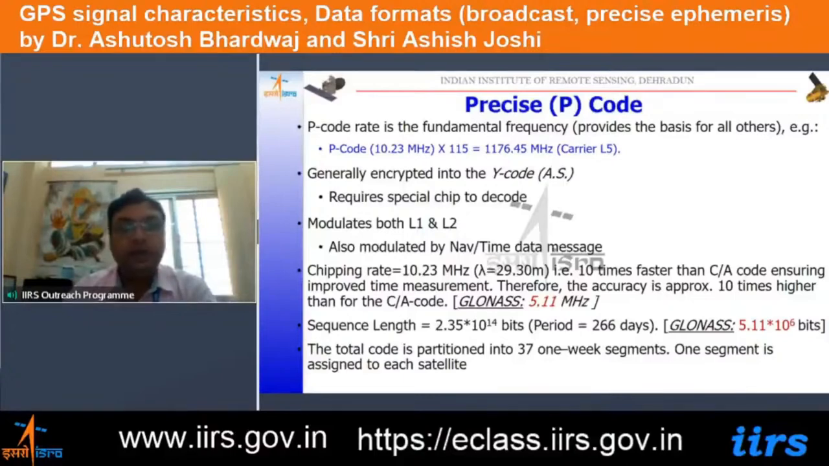Now, anti-spoofing, AS, is the process of encryption of the P code using a W key, and that results in the Y code. Now this L1 and the L5 are also used for interoperability between various GNSS systems, which has evolved over time. It's a quite long code, and it has 37 one-week segments. One segment is assigned for each satellite.